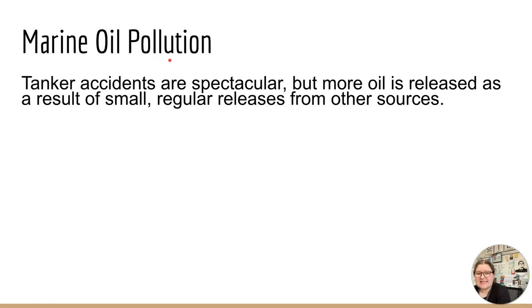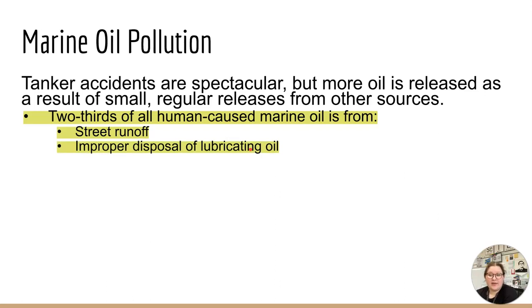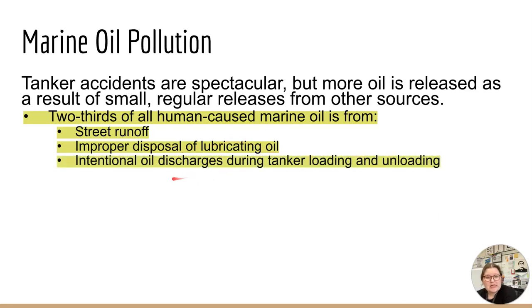So because tanker accidents are spectacular, we see them a lot in the news, but tanker accidents are not where we see most of the oil being released into the water. More oil is released as a result of small regular releases from other sources, such as street runoff, just us driving our cars, oil leaking onto the streets, and then it raining and taking that to the water. Improper disposal of lubricating oil, like oil changes for your car, or intentional oil discharge during tanker loading and unloading.